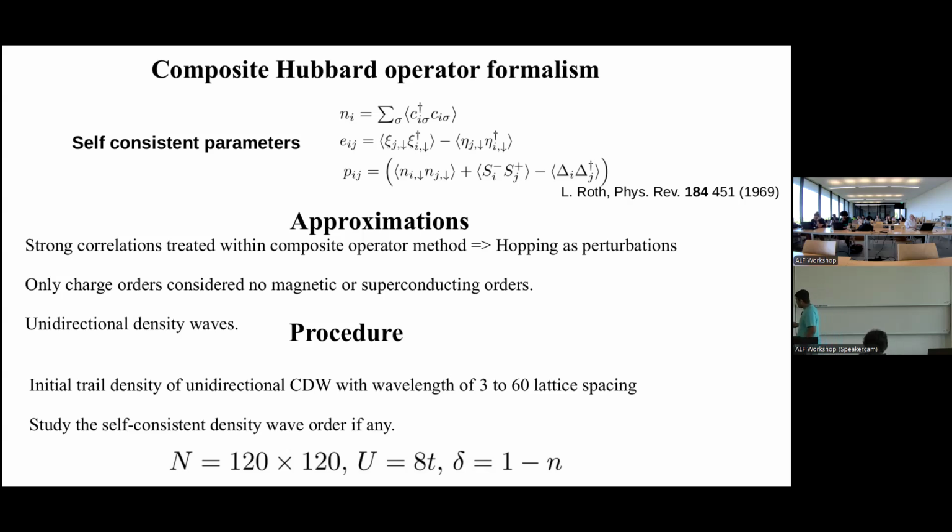And perform the calculation in a large system size. So the procedure is that we initialize the trial density of this unidirectional charge density wave from a wavelength of 30 to a wavelength of 60 lattice spacings, because we can do up to 120 lattice sites. And then we study the self-consistent density wave order, if any. And these are the parameters that I'm looking at. I've also worked with U equal to 12. And the doping, defined as delta, which is 1 minus the average density, will be from 0.06 to 0.2.